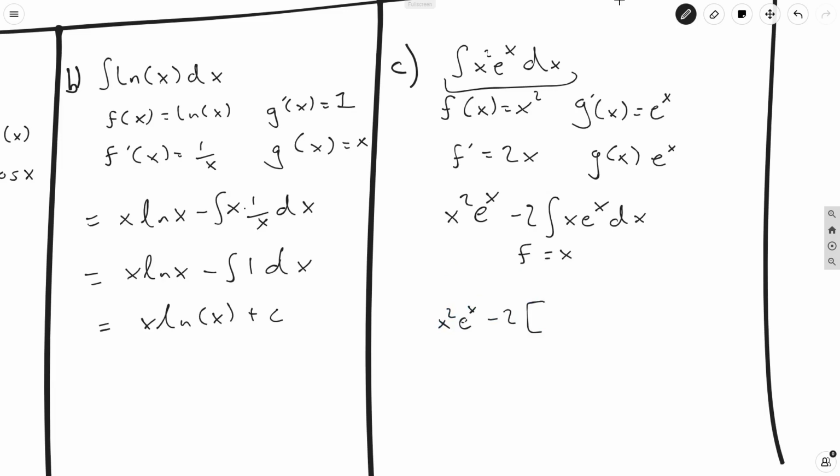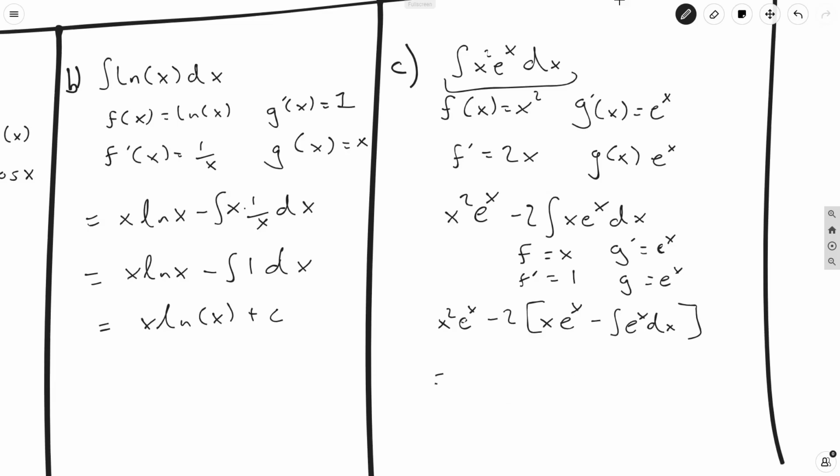So f is going to be equal to x. g prime is going to be equal to e to the x again. So therefore f prime is equal to 1, and g is equal to e to the x. So this becomes minus 2 times, so we need to get fg, so that's x e to the x, minus the integral of f prime g, which is just e to the x dx. Okay? And this integral is easy to work out because we've decreased the power up here again. This was an x to the 1, now it's an x to the 0.